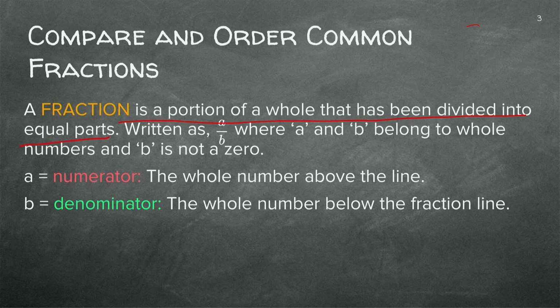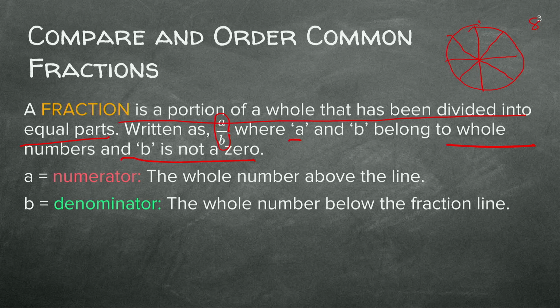Now let's say we sit with a pie or a pizza and we divided it, this is not very even, but you understand what I'm trying to say. So we divided that into 1, 2, 3, 4, 5, 6, 7, 8 equal parts. Okay. So if we write this, a fraction is written as A over B, where A and B belong to whole numbers and B is not a zero.